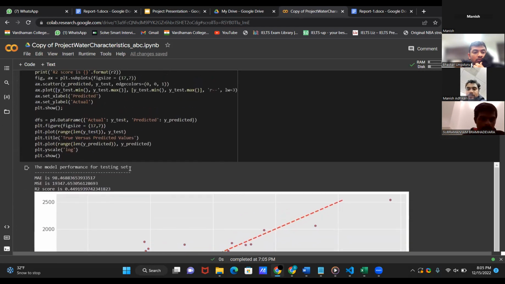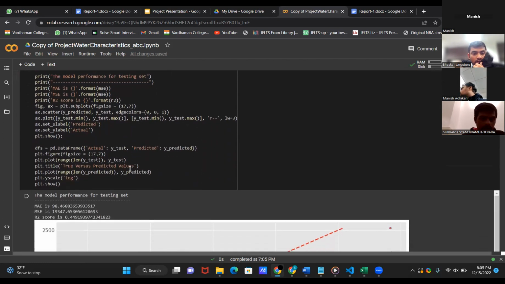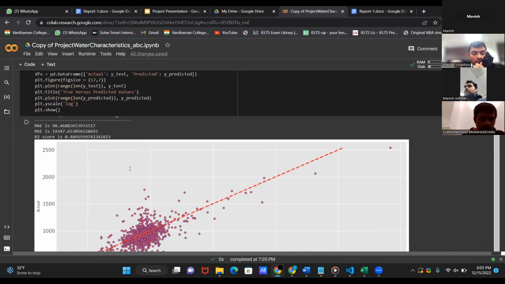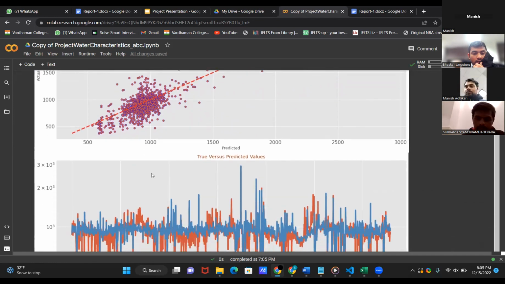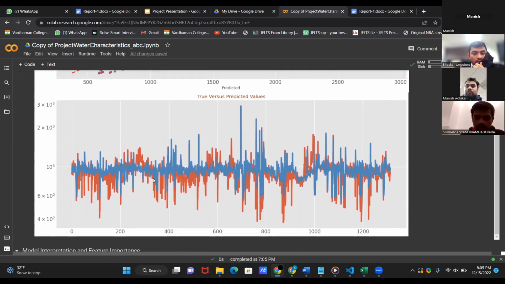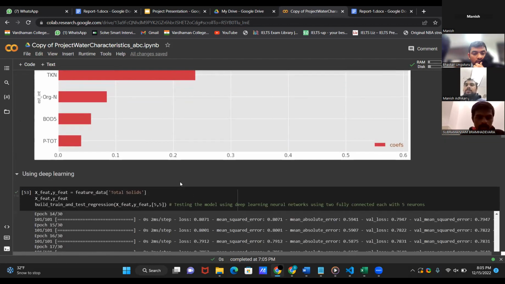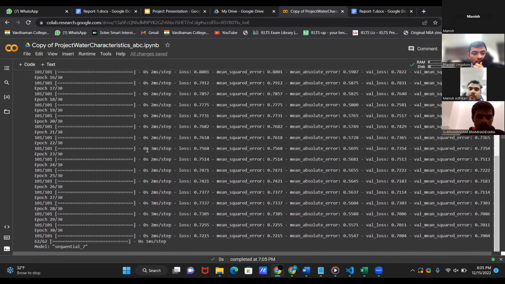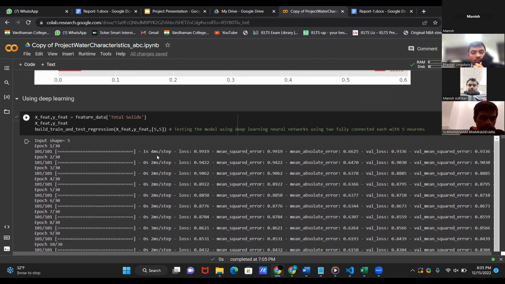In the same way, we are doing this for all the features. After getting the best model, we will train and test with the best model on the total solids data. And we were plotting a graph between true actual values and predicted values. You can see that here. From here, Manish will explain.